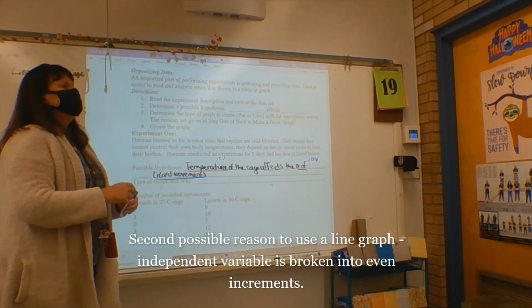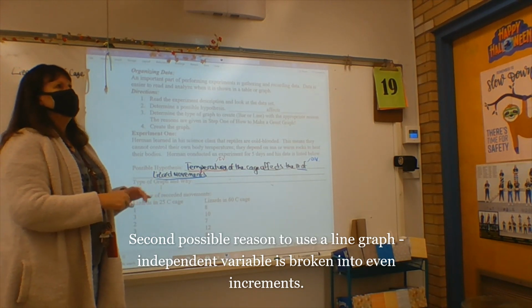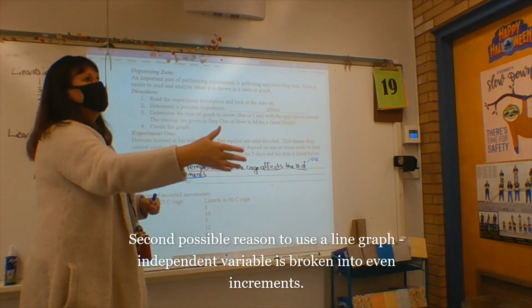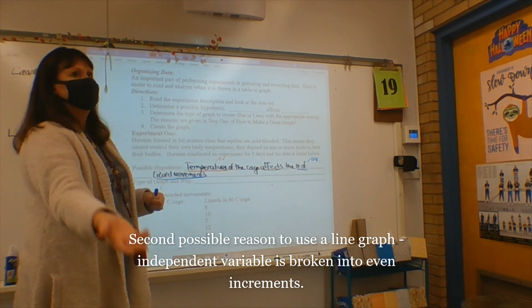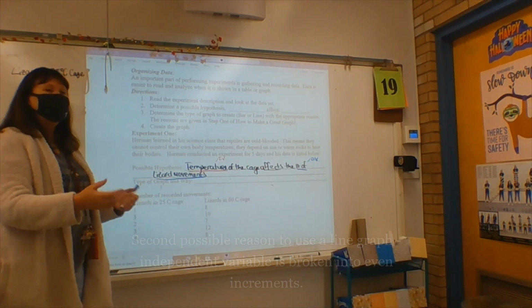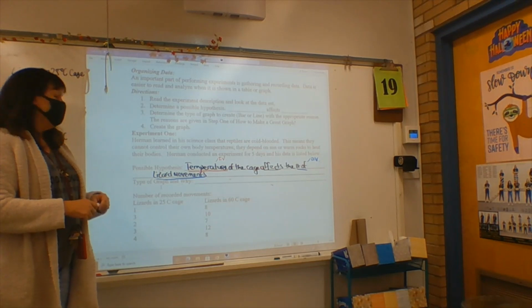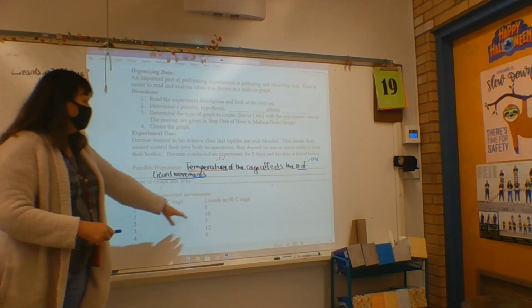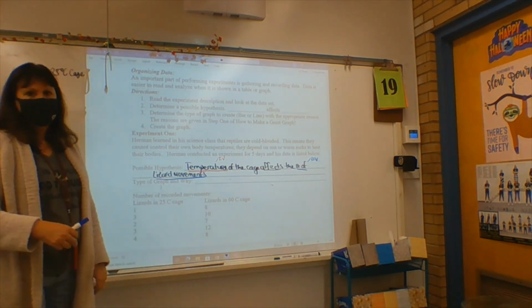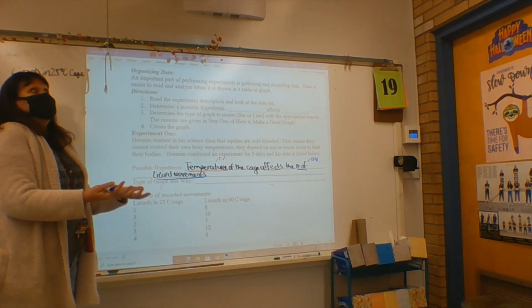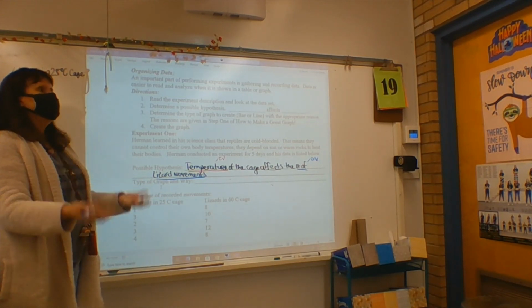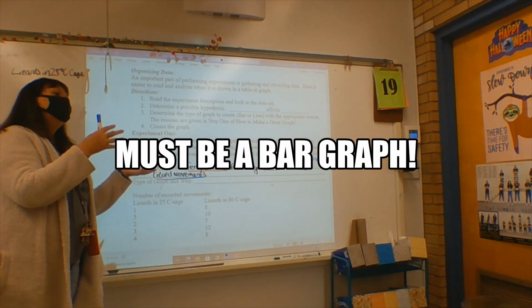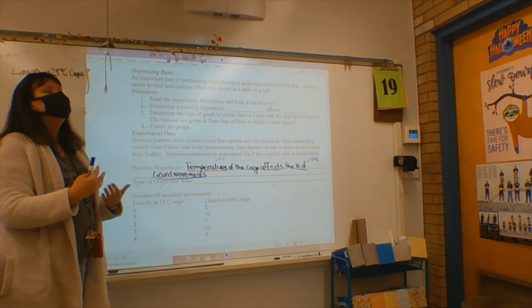So I would have set up a cage perhaps that was at 10, 20, 30, 40, 50, 60°C. Did I do that? Nope. No, I have a cage that's at 25 and 60. That's not even increments at all. So we can automatically right now say it's not going to be a line graph, so we're going to go to a bar graph because we have to have the reason why.